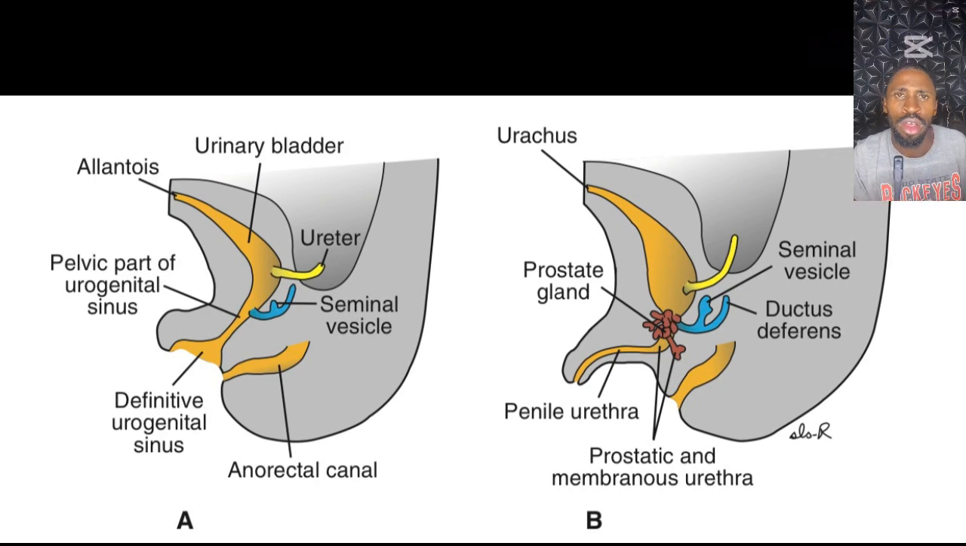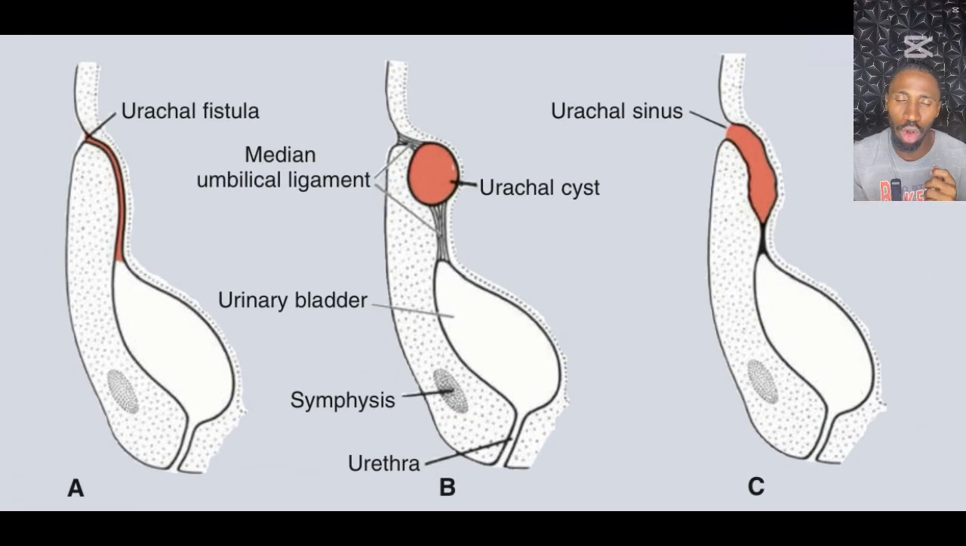Done. Now, some congenital abnormalities. The congenital abnormality that occurs in the bladder or in the urethra is also very simple. The first one we're talking about is the urachal fistula. So the urachal fistula is caused when the lumen that is connecting the superior part of the bladder with the allantois does not obliterate. If it doesn't obliterate, the lumen will be open and there will be excretion of urine from the bladder through the umbilicus.